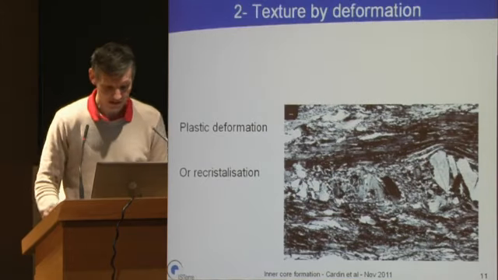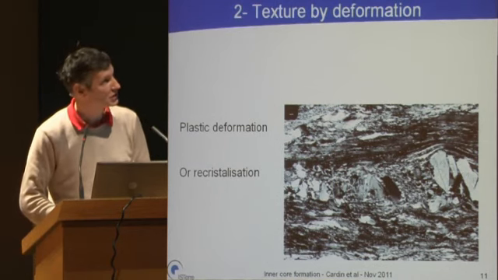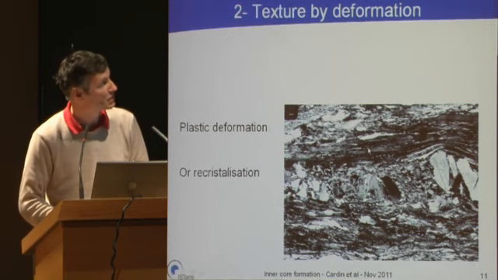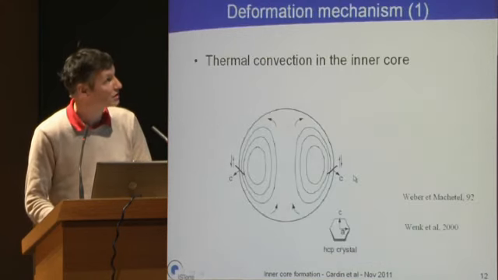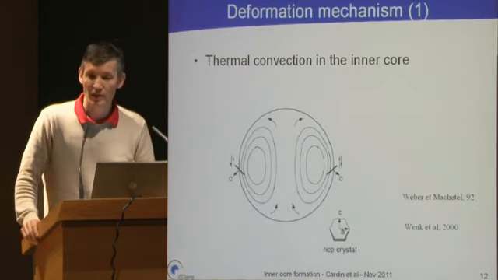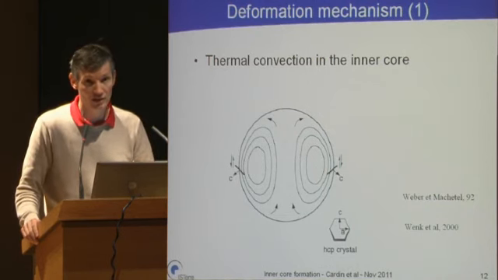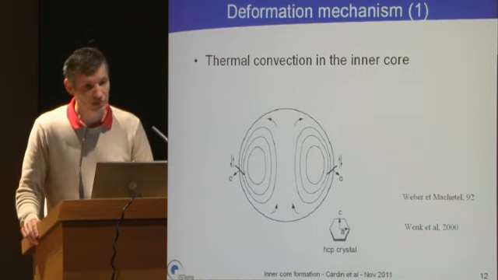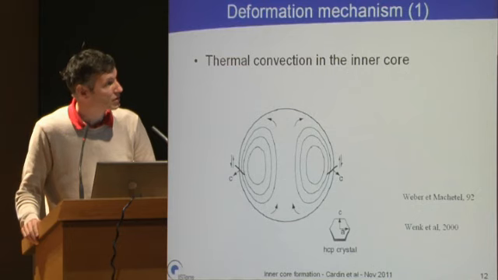But another process able to produce texture is deformation. This is well known in rocks, like this one here. You have a plastic deformation or a recrystallization, which shows a strong anisotropy. These two processes could be present in the core, but the one associated with deformation needs some motion inside the inner core. Three different motions, geodynamics for the inner core dynamics perhaps, have been proposed.